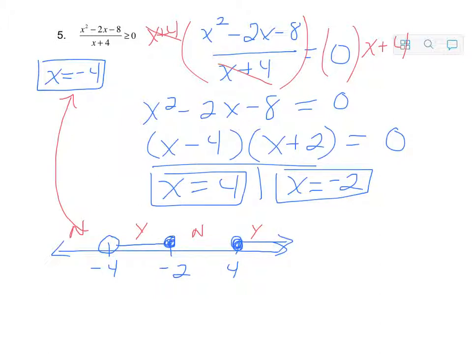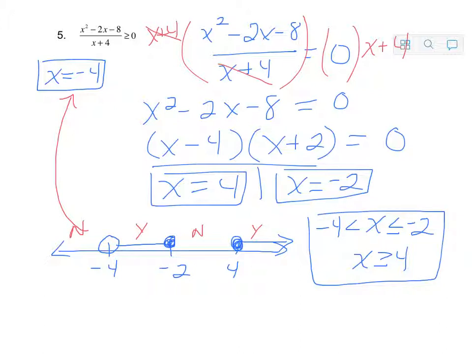So now I'm ready to write my answer. I can have every x that is greater than -4, can't say equal to, and less than or equal to -2 because of the closed circle, or I can have every x that is greater than or equal to +4. There are my answers for that rational inequality.